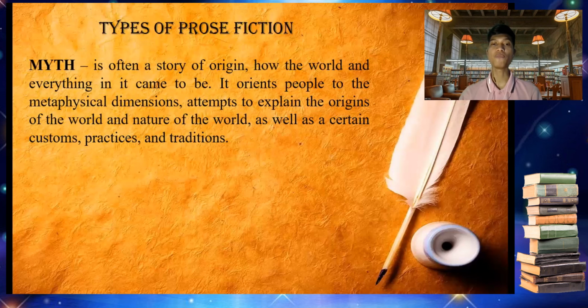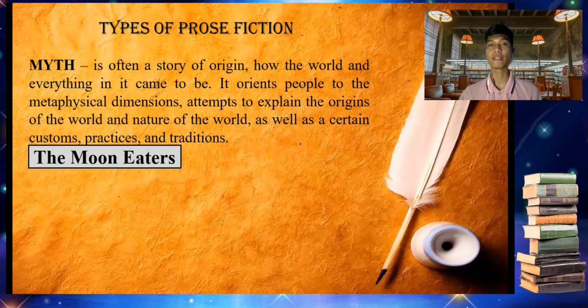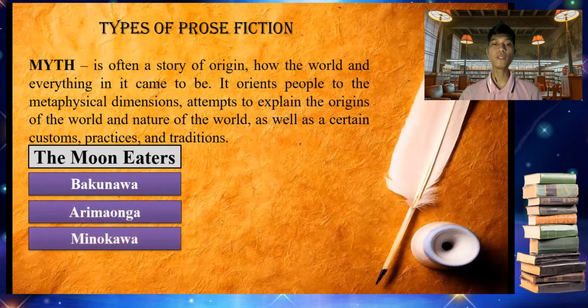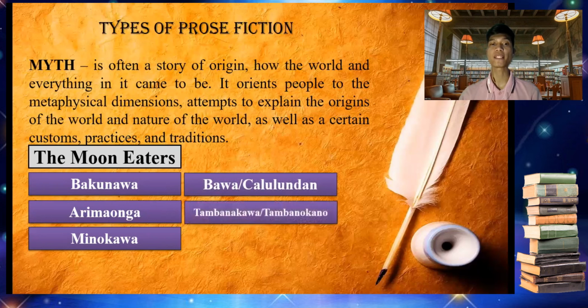The best examples of myth are the stories of Prometheus, Pandora's box, Hand of Midas, Cupid and Psyche, and in the Philippines, we have the story of Bakunawa, the moon eater of the Visayan myth. Bakunawa has different names and forms in different regions of the Philippines. The Bugobon named their moon eater Minokawa, Arimaonga for Maranao, Bawa or Kalulundan for Western Visayas, Tambanakawa or Tambanocano for Mandaya and Bukidnon people, and also for the Manobos.